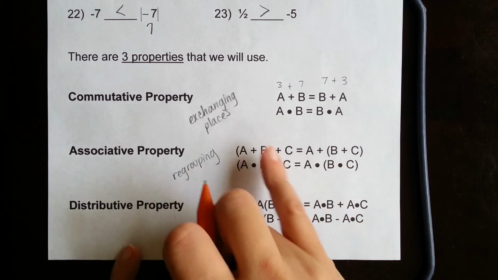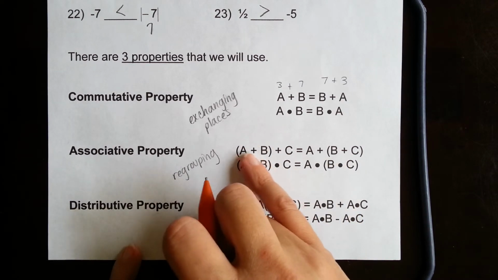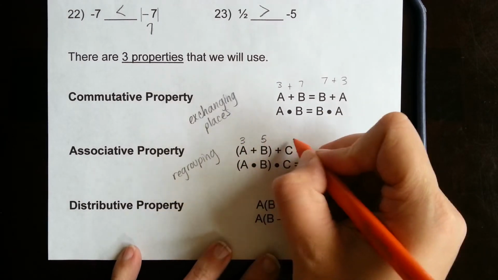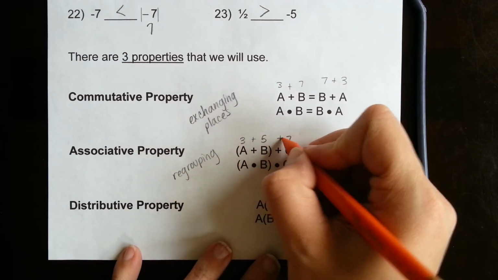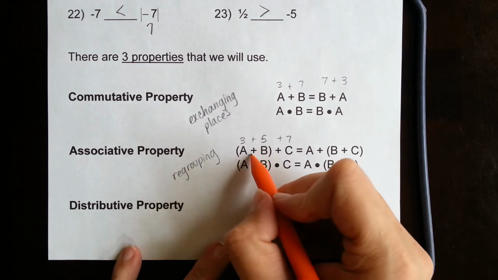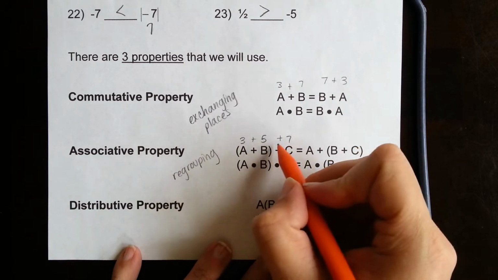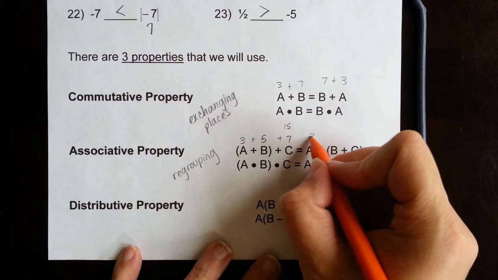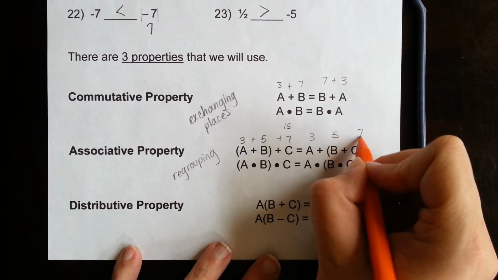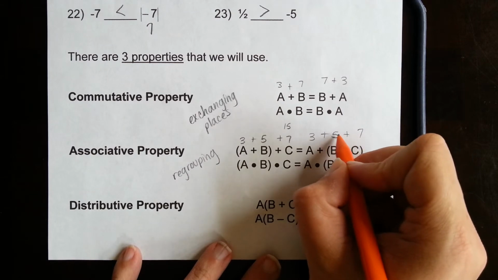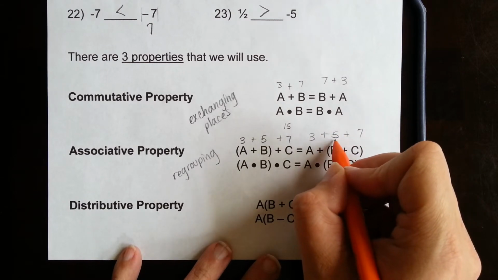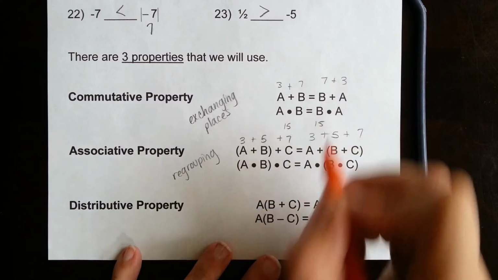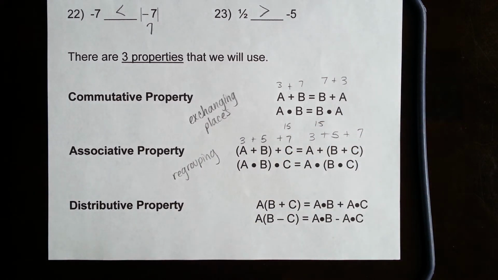This regrouping property allows us to add these two together first. So I'll give you some numbers. We'll use 3 and 5 and 7 this time. This is saying if I add 3 plus 5, that would give me 8, plus 7 would give me 15. Over here, with the same three numbers, 3, 5, and 7, it says I'm going to use these two first. 5 plus 7 is 12, plus 3 would give me 15. So that's our regrouping property.